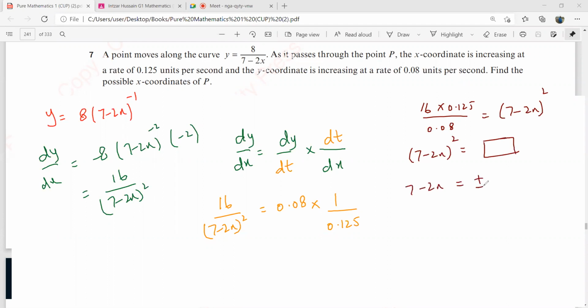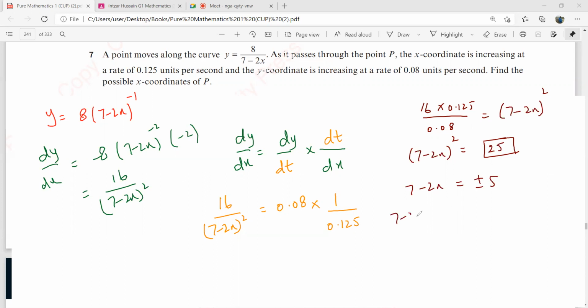So that is going to be plus minus. So what do you have here? Have you taken the square root? First tell me what is 16 into 0.125 over 0.08? We get 25. So this will be plus minus 5 here.